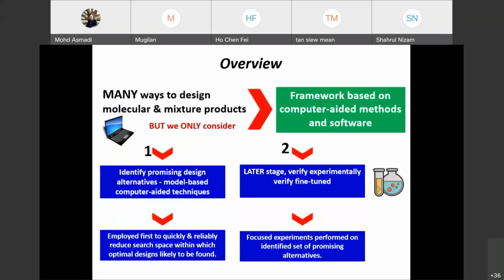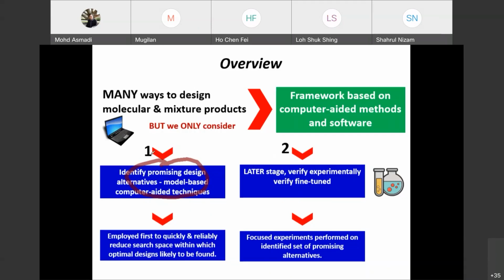If you look here, we only focus on the framework based on the computer-aided method and also software, which I think is suitable for molecular and mixture design, because at the end we will verify by using experiment. So the first step is to identify the promising design alternative based on computer-aided technique. Meaning we will use the computer software, which later we will verify or fine tune by using experiment.